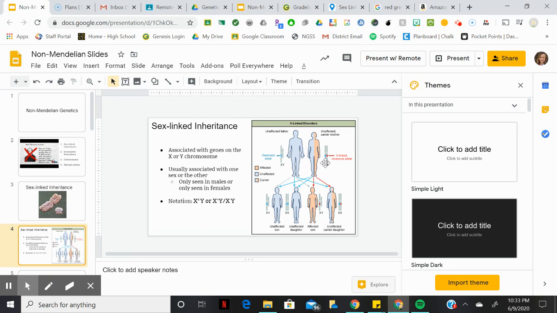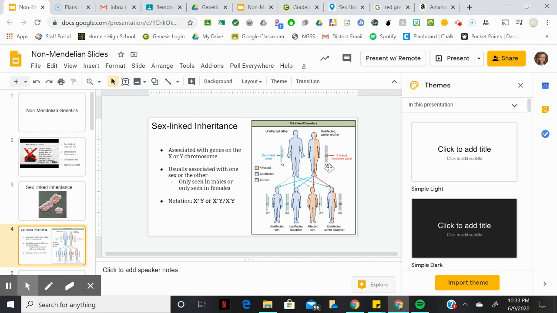But the mother has a good copy and a bad copy, and because the bad copy is recessive, it is hidden in the phenotype. She's just a carrier for this gene. She doesn't have whatever disease this mutation would cause, but she's still a carrier. She can pass this X chromosome on to her children. So you don't see the phenotype, but it's still in her genotype.